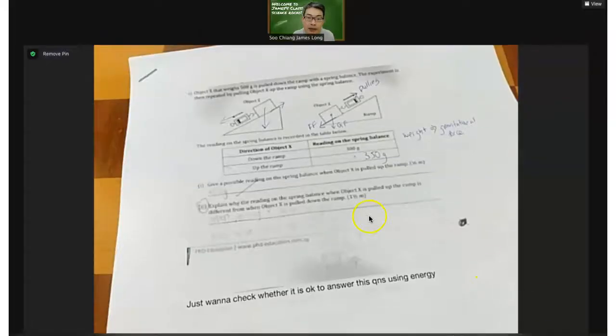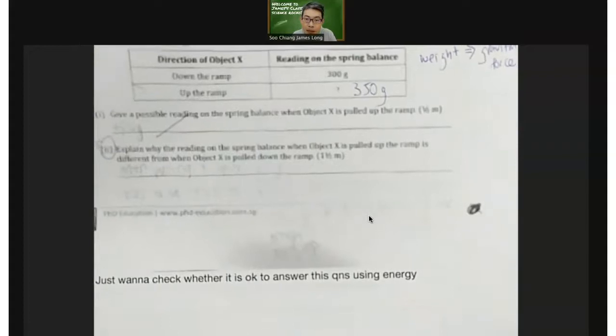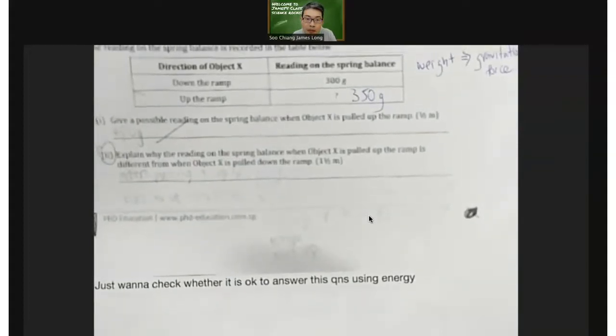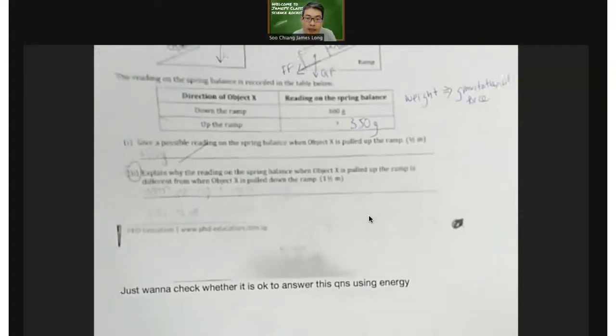Let's go back to this. Explain why the reading on the spring balance when object X is pulled up the ramp is different from when object X is pulled down the ramp. Now, I already just explained to you verbally how that's done. So for every question you answer, you've got to know what is the concept behind it. I'm now addressing the question that my student asked me: can we answer by using energy? First, you must know the concept that this question is based on.